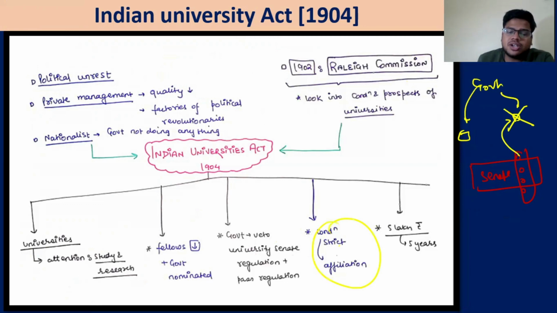The conditions are strict for affiliations. If someone wants to be affiliated, conditions have been made strict for them. 5 lakh rupees were given for 5 years for improvement. So these are the things that are being given under the University Act.